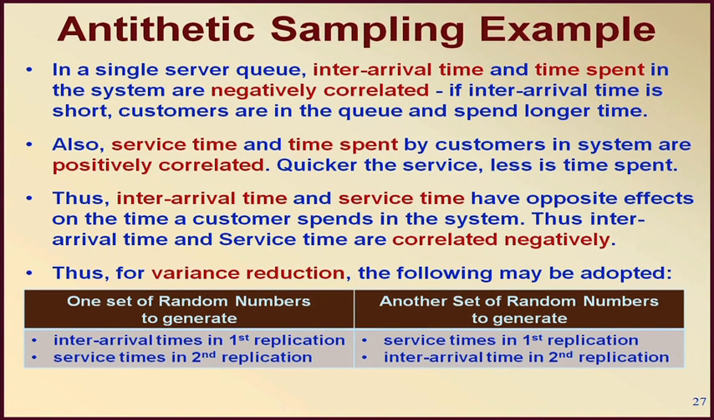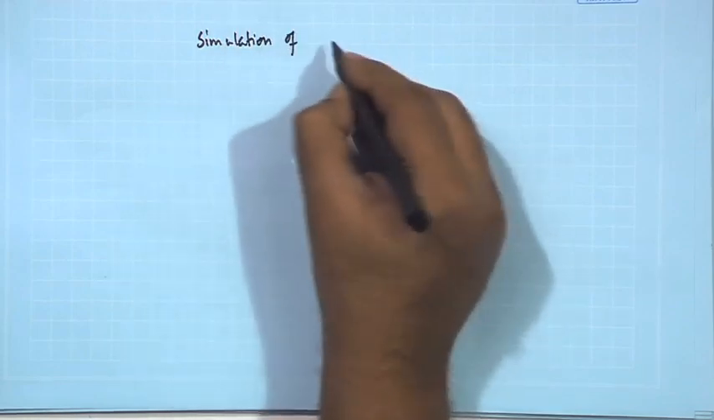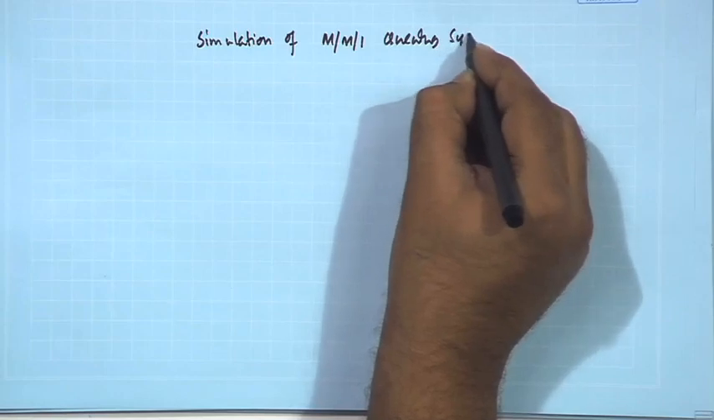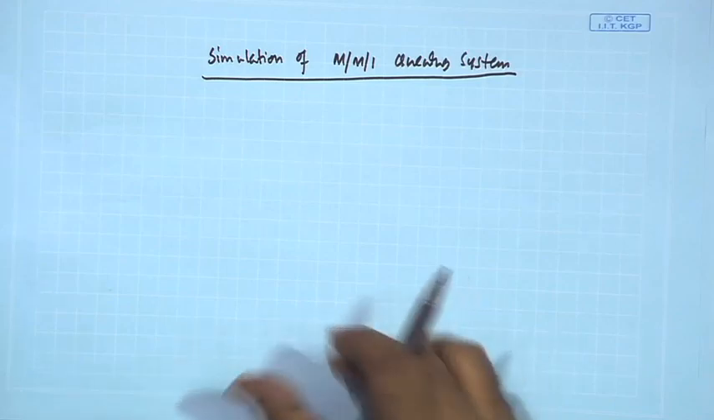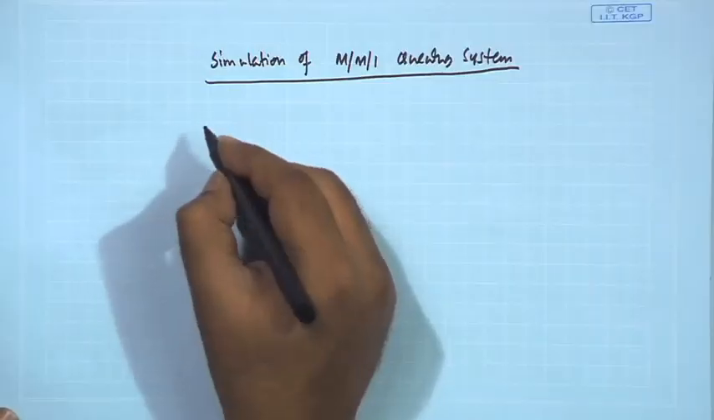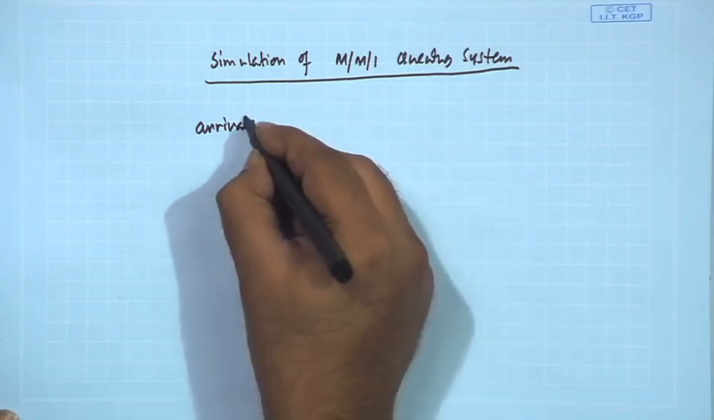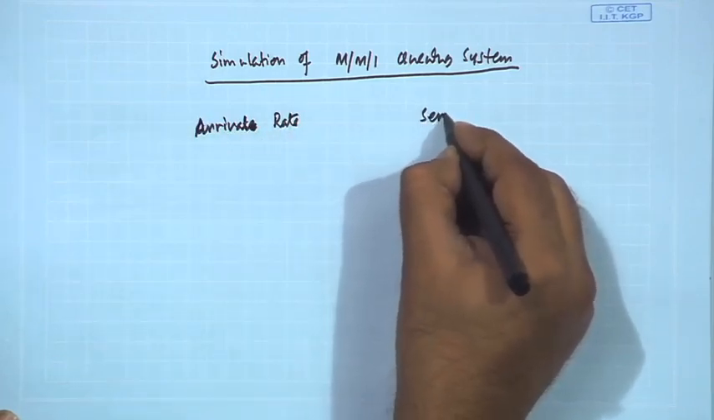So, here is one more example. In another example, let us look at this particular thing. This is about the simulation of an M/M/1 queuing system. Now, in any queuing system, there are two most important considerations. One is arrival rate, and there is service rate.